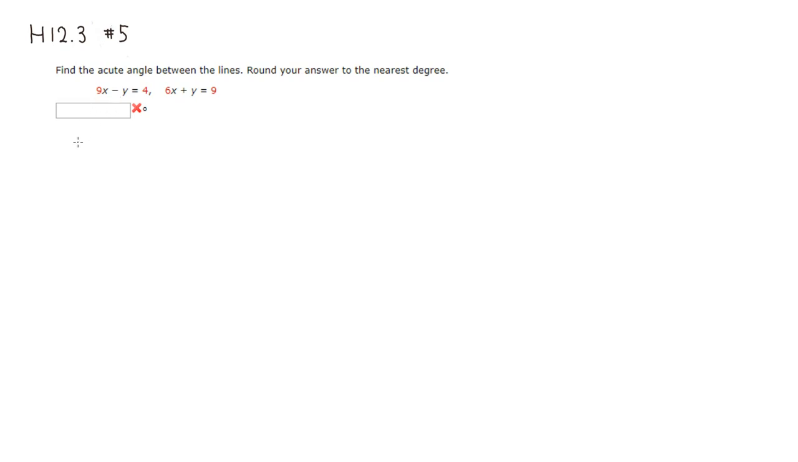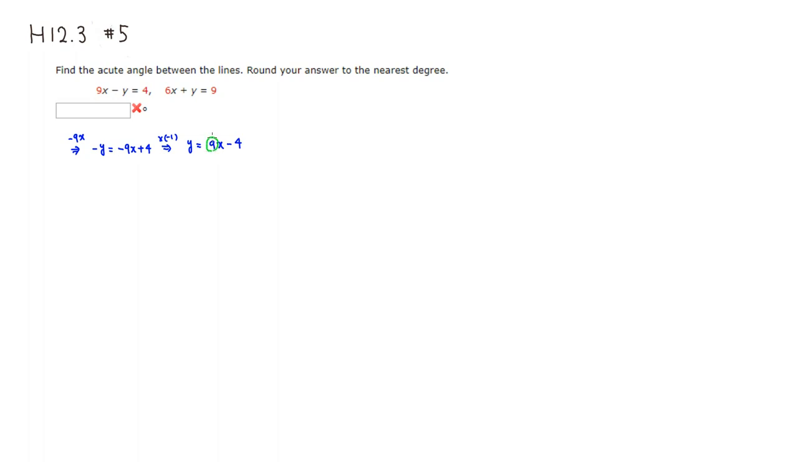I'm going to rewrite this first line a little bit. So I'm going to subtract 9x. So we have negative y is equal to negative 9x plus 4. Then I'm going to just multiply through by negative 1. So we get y is equal to 9x minus 4.